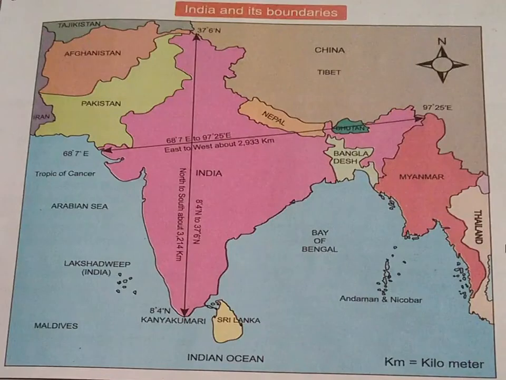Again the same thing: 68 degree 7 minutes east to 97 degree 25 minutes east, and 8 degree 4 minutes north to 37 degree 6 minutes north.